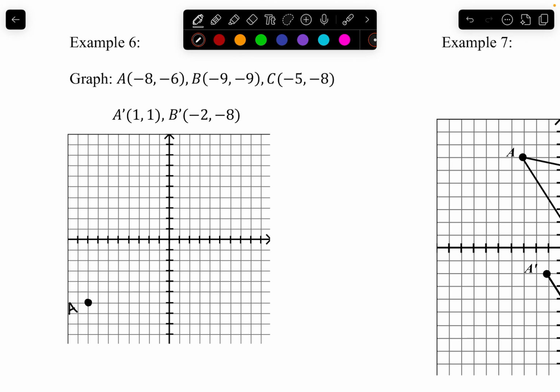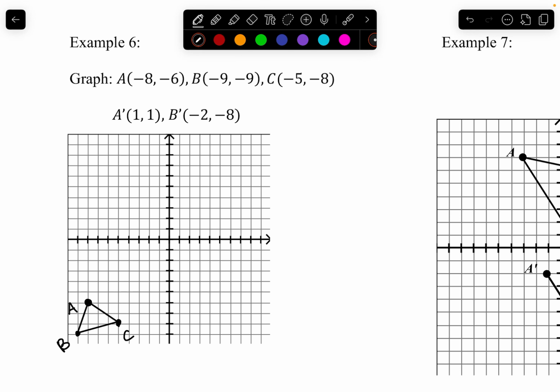That's A. B is -9. 1, 2, 3, 4, 5, 6, 7, 8, 9. Why is it all the way down here? And then C is at 1, 2, 3, 4, 5. 1, 2, 3, 4, 5, 6, 7, 8. Here is C. So here is my triangle.